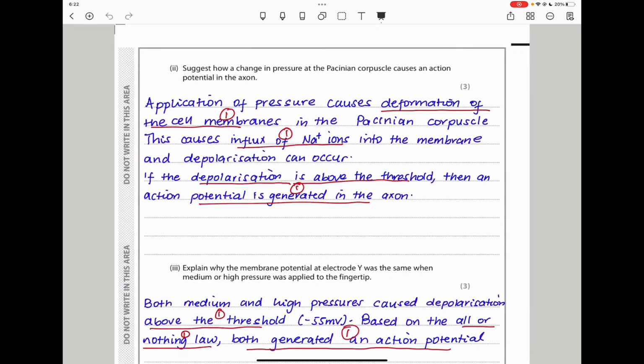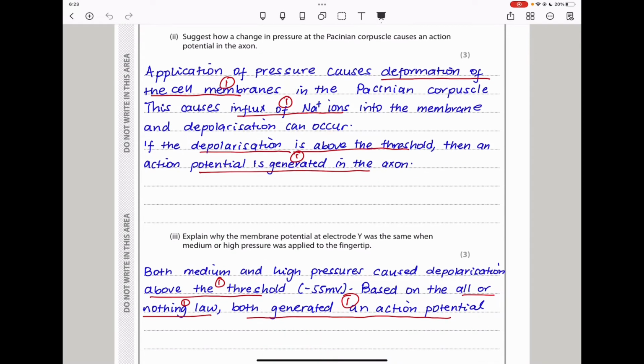So moving back, I said, this causes the influx of sodium ions into the membrane, and depolarization can occur. If the depolarization is above the threshold, then an action potential is generated in the axon. So that's it. Let's continue.